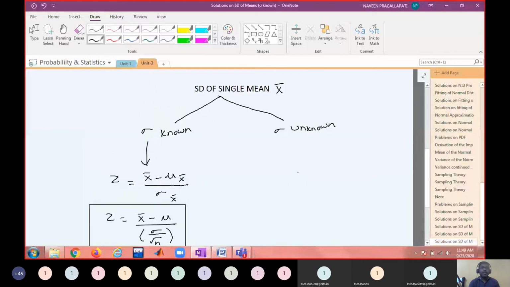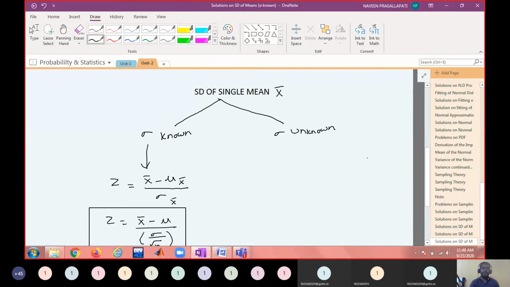Now, when sigma is not known, you ask yourself whether the sample is a large sample or a small sample. What do you mean by a large sample? n greater than or equal to 30 is a large sample, and n less than 30 is a small sample.